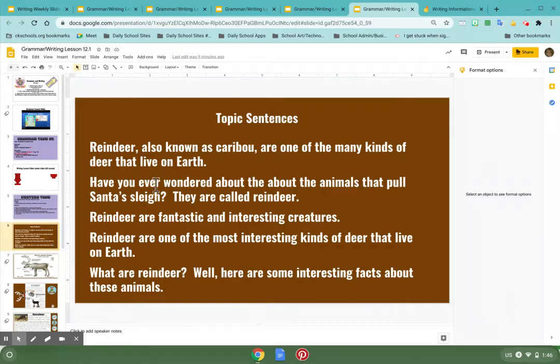So the first one I wrote: reindeer, also known as caribou, are one of the many kinds of deer that live on Earth. Have you ever wondered about the animals that pull Santa's sleigh? They are called reindeer. Then I start talking about them and teaching about them. Reindeers are fantastic and interesting creatures. So somehow I need to talk about how they're interesting in here. Well, anything that you learn is usually interesting.